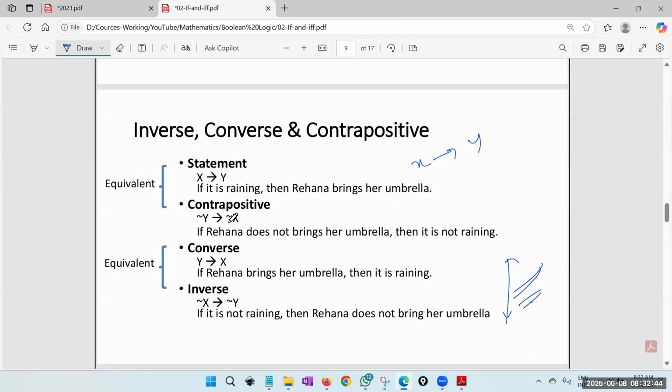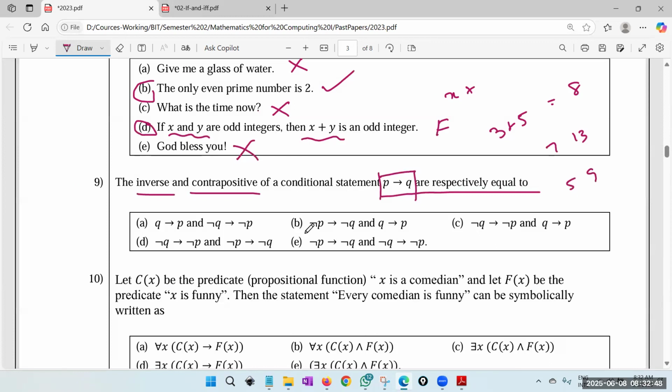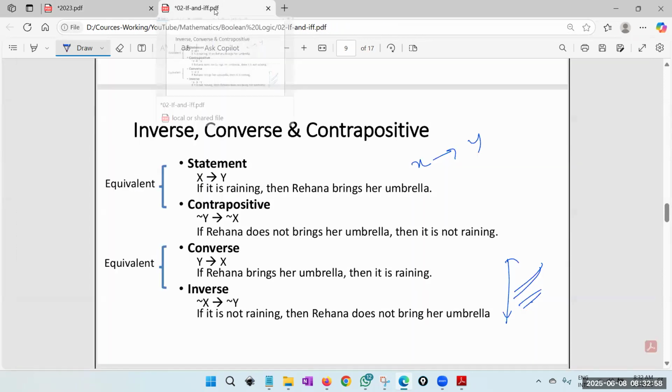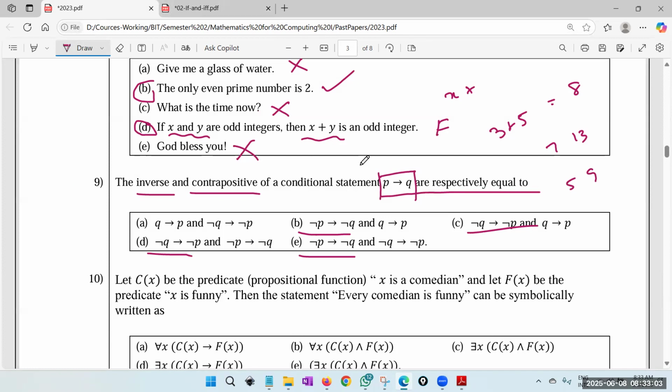First, they ask inverse. Inverse is not x implies not y. That is not P implies not Q. Those are the inverse. Then the contrapositive. Contrapositive is the only correct one. That is not y implies not x. In this case, not Q implies not P. So therefore, answer is E. Ninth one, E.